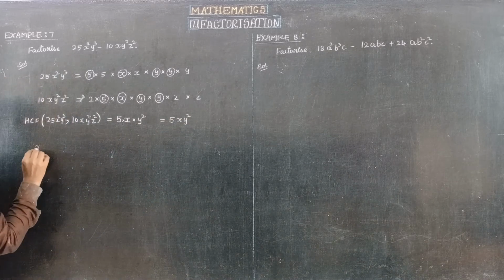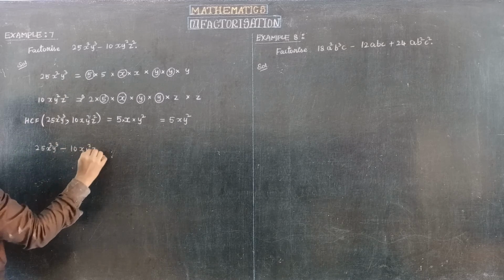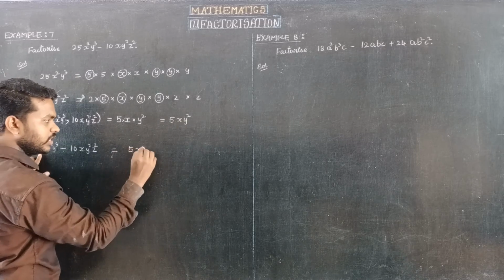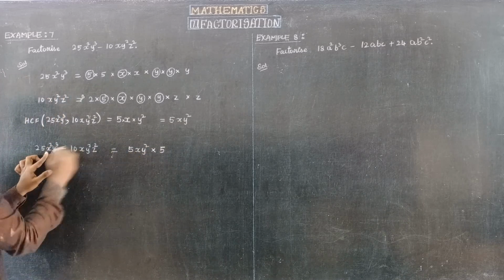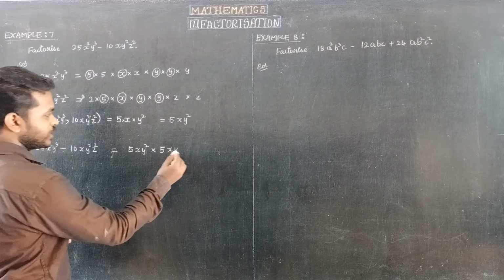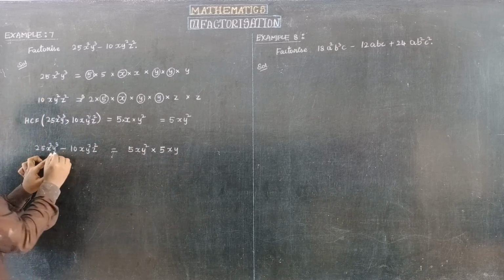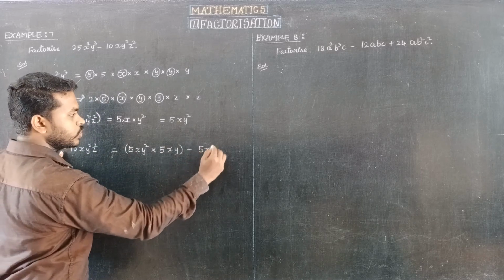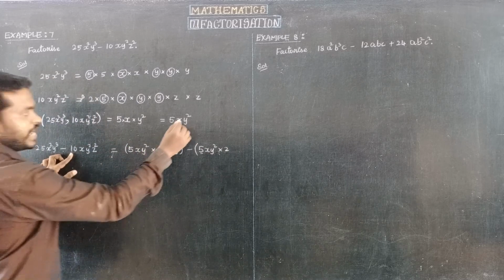So the highest common factor. Next is to factorize 25x squared y cubed minus 10xy squared z squared. The common factor, the highest common factor, is 5 into xy squared, into. 5 times 5 is 25, x times x gives x squared, and y squared times y is y cubed, so the first term is 5 fives are 25 x squared y cubed. Next, minus, the common factor is 5xy squared, into 10: 5 times 2 is 10.